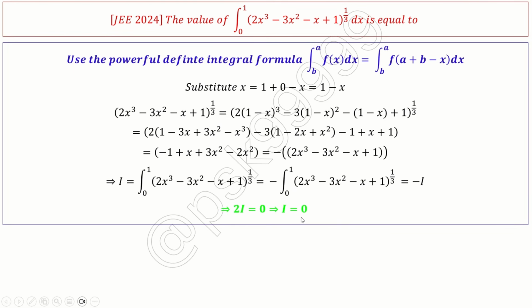Okay, so this is a very powerful definite integral formula. When you have nothing to do, basically no clue is there, try applying this one and see what happens. This should be the first one to apply, and see whether you get some clue for the integral problem.